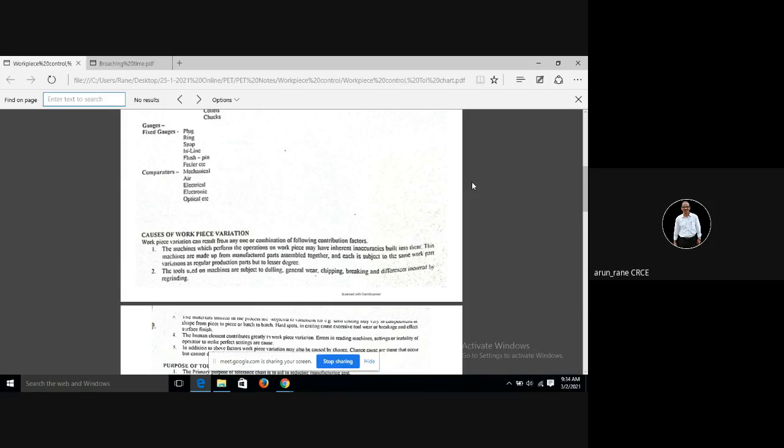So actual size you will not get, but you can calculate. Suppose the dial indicator plunger goes up by 2 divisions, usually one division is 0.01, that is 10 micron. So if it is going up by 2 divisions, you can calculate the size. The size will be 50.02, that way. Then pneumatic comparators are nothing but those which work on air. So pneumatic comparators also work like dial comparators.